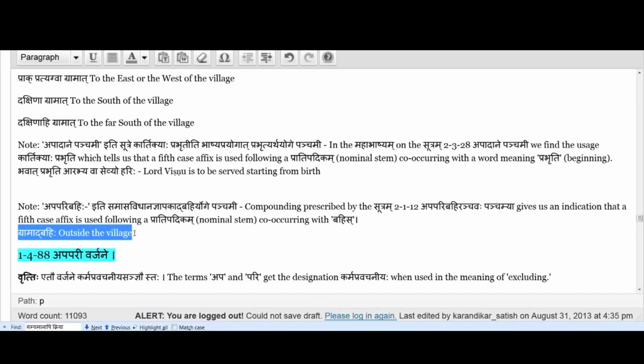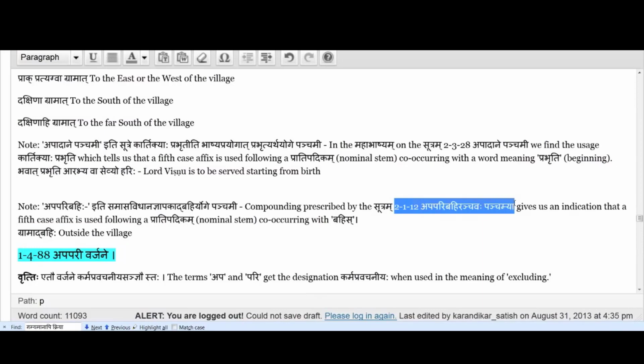This will become clear when we study the Samasa Vidhayaka Sutram 2.1.12 that authorizes compounding between the avyayam bahis and a term ending in a fifth case affix. The fact that compounding is being authorized tells us that a fifth case affix is to be used following a pratipadikam which co-occurs with the avyayam bahis, meaning outside.